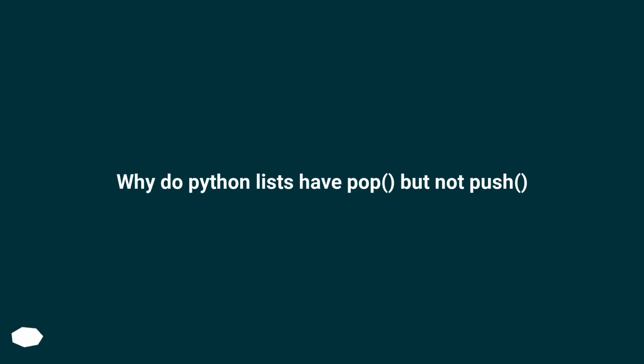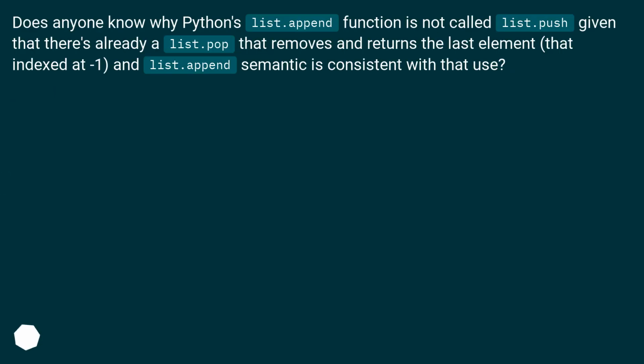Why do Python lists have pop but not push? Does anyone know why Python's list.append function is not called list.push, given that there's already a list.pop that removes and returns the last element, the one indexed at -1, and list.append semantic is consistent with that use?